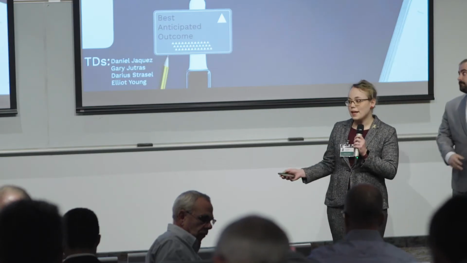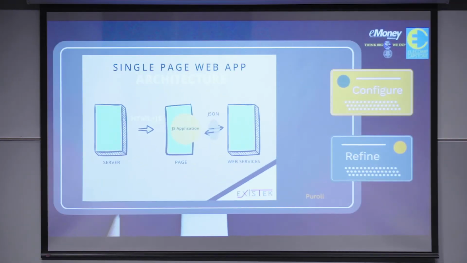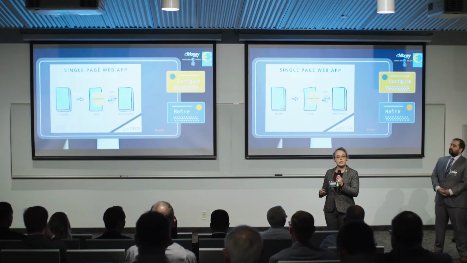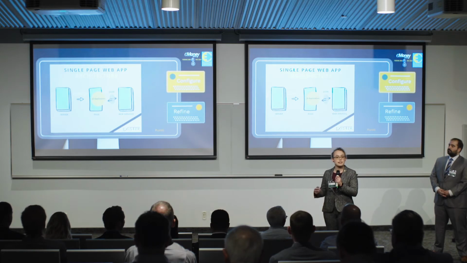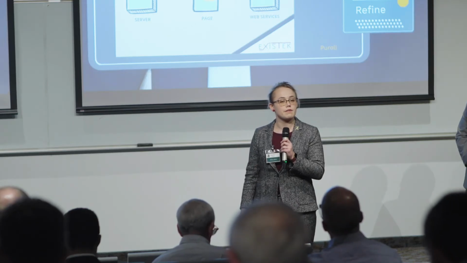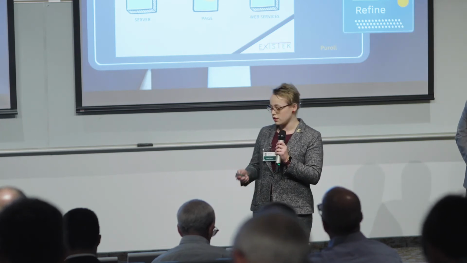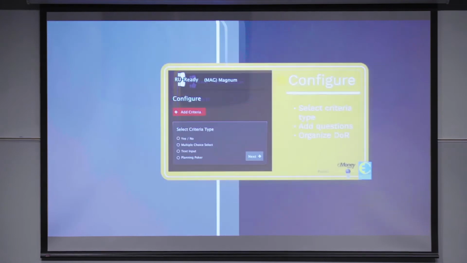Alrighty, so our best anticipated outcome for this project is a fully functional web application that will allow a user to sign in using their credentials using Okta Verify and be able to see their teams pulled in from Jira. For each of those teams, since you may have different needs for each one, you want to be able to configure your definition of ready, basically decide what it means to be ready. And then once you have your definition of ready configured, you want to be able to run a refinement session, ask yourself those questions. So we'll start with configuration.